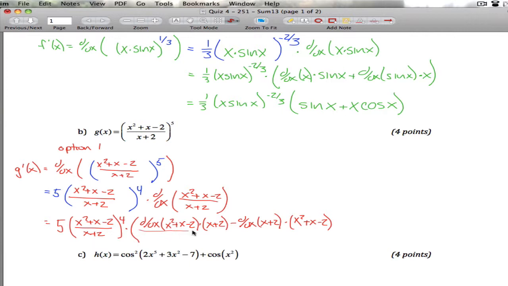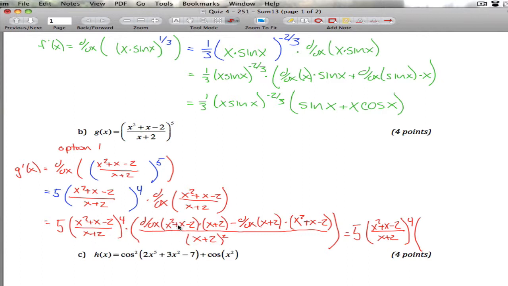And don't forget that all gets divided by the bottom function, x plus 2 squared. So if I take these derivatives, what I'm left with is 5 times (x squared plus x minus 2) over (x plus 2) to the 4th, times, make sure you put in parentheses here, otherwise this will only get multiplied by the first term.